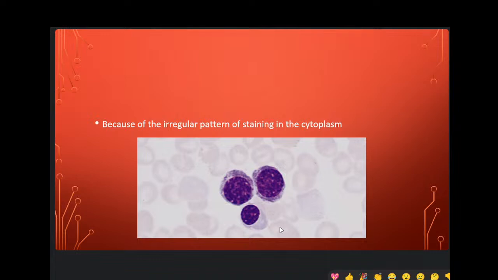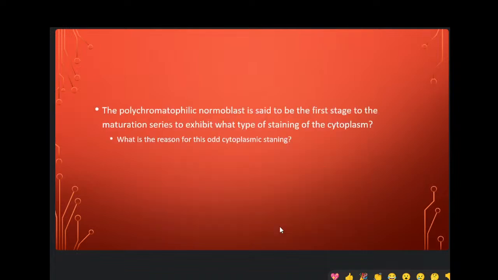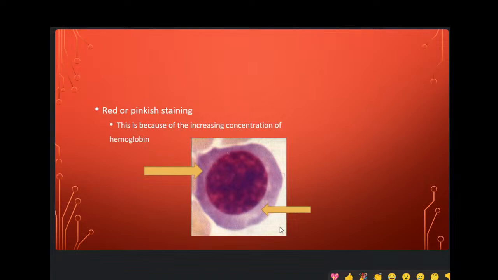Okay. Now, let's move on to the next slide. The polychromatophilic normoblast is said to be the first stage of the maturation series to exhibit what type of staining in the cytoplasm? Reddish to pinkish staining. This is because there's an increase in the concentration of hemoglobin. It's going from 0 to 90 miles per hour, the horsepower of hemoglobin production has gone up, because it's getting ready to survive on its own without the nucleus. It's getting ready for pycnosis.